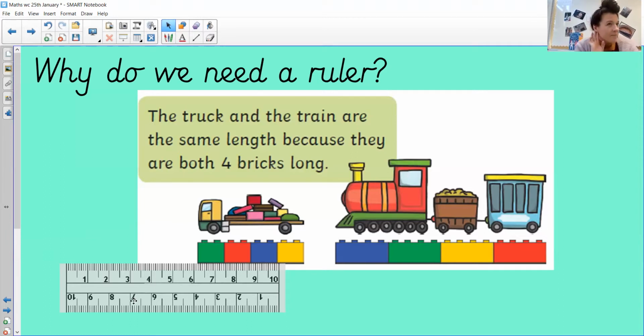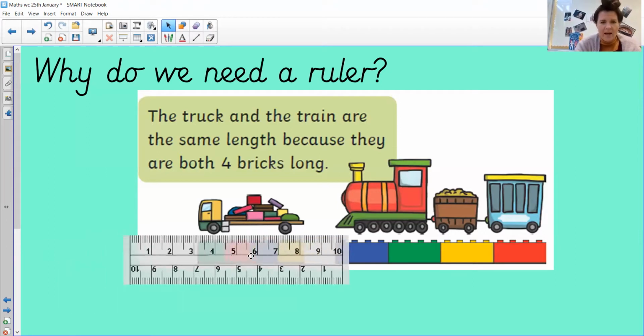Okay, let's do it one more time. Centimeter. Now, centimeter is the measure. It is the unit of measure. Okay, so that is what we're measuring in. We're measuring in centimeters today, not pasta, not blocks, not cars, but centimeters. So let's work out then how long this truck is.